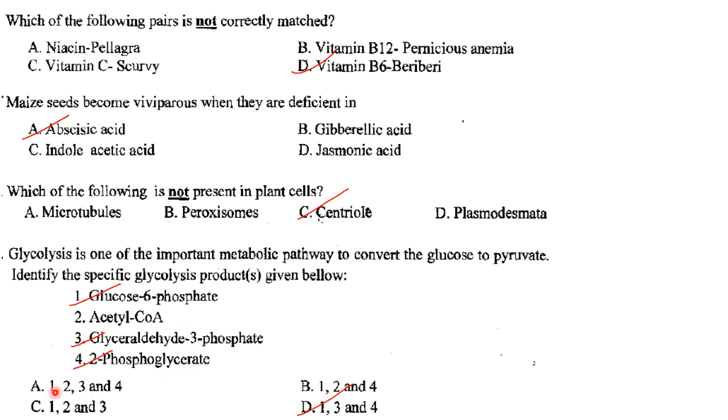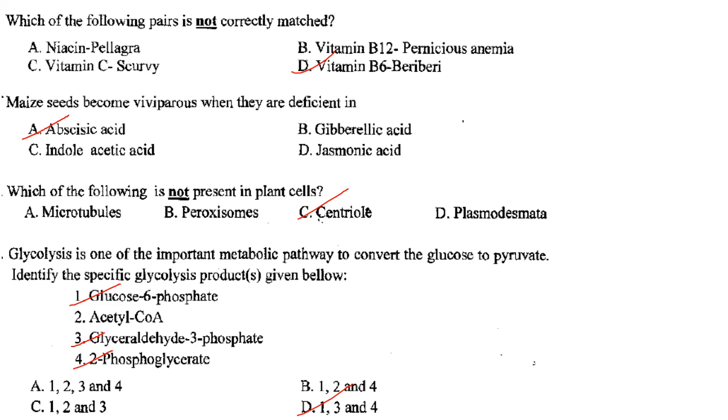Then next one. Which of the following pairs is not correctly matched? So niacin is pellagra, vitamin B12 is pernicious anemia, vitamin C is scurvy, and vitamin B6 is beriberi. So vitamin B6 beriberi, it is caused by vitamin B1 deficiency, that is thiamine deficiency, not by B6. So the not correctly matched is option D, that is vitamin B6 beriberi.